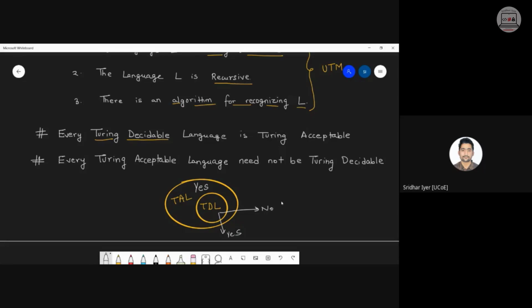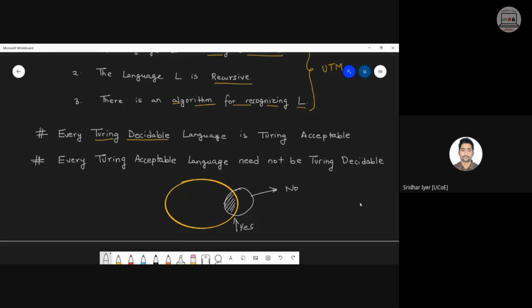So every Turing decidable language is Turing acceptable, whereas every Turing acceptable language need not be Turing decidable. Why so? Because Turing acceptable languages will only provide the answer yes, whereas Turing decidable languages will also provide answers as no. So what about the no's that remain? Or if I simplify this diagram, just to make you understand, I can draw it somewhat like this, where this part is only giving yes.